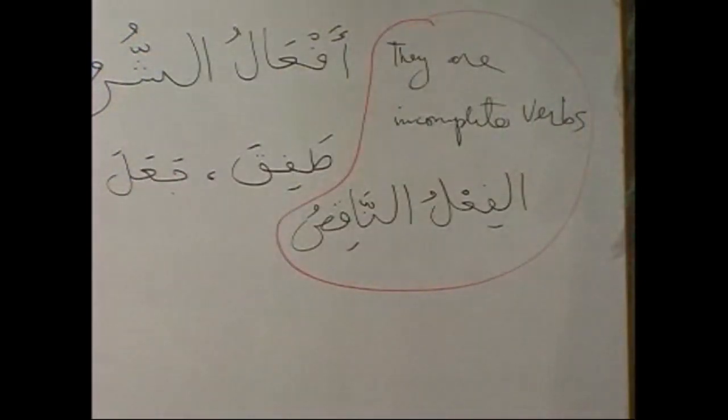Are you with me, brothers and sisters? So if they are incomplete verbs, what will it have? Ism. And it will have khabar. And what will be the khabar? Jumla fi'liya. And what will be the fa'il? Has to be mudari'a. Got the idea? Has to be mudari'a. That's it, brother.